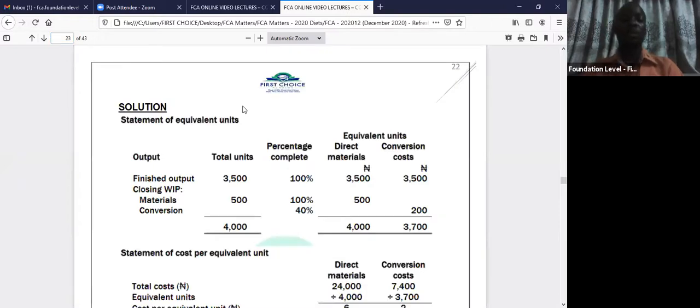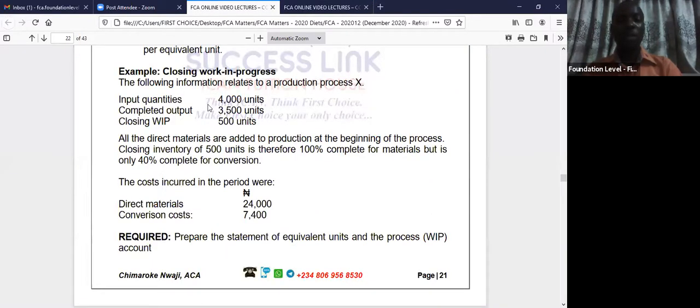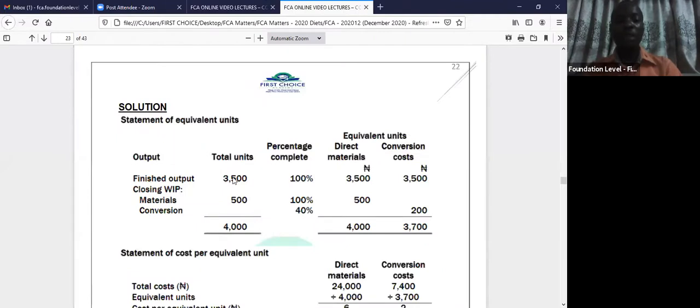Now look at the solution. We said our finished output, normally our input is 4,000, but what we have finished is 3,500. So this 3,500 is what has finished. 500 is work in progress.